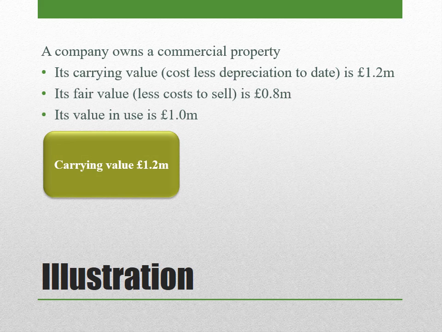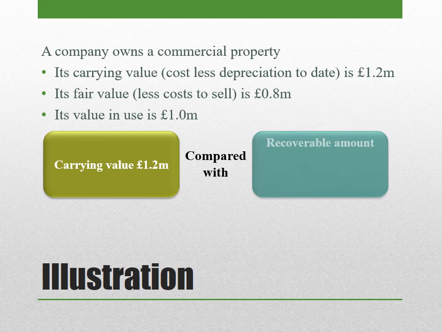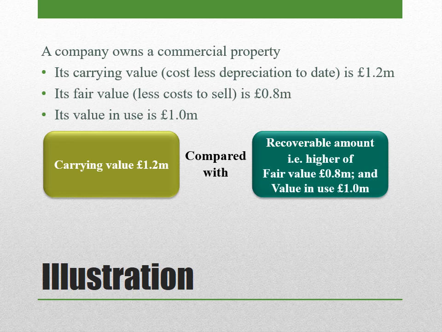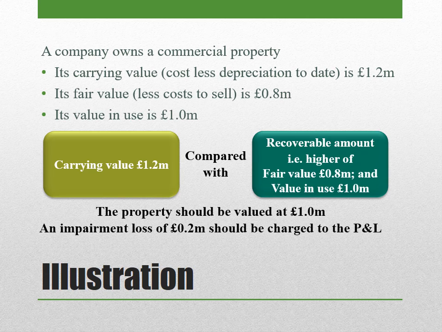Well, we compare the carrying value of 1.2 million against the recoverable amount, and the recoverable amount is the higher of the fair value and the value in use. And we can see that the higher of those two numbers is the value in use of £1 million. So our carrying value of 1.2 million is compared against the recoverable amount of 1 million. And we can clearly see that the recoverable amount is less than the carrying value, so our asset, this commercial property, is an impaired asset.